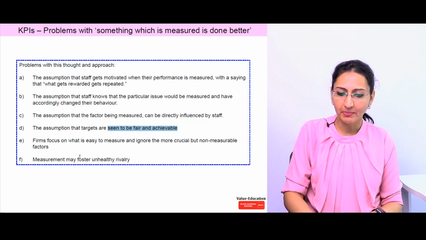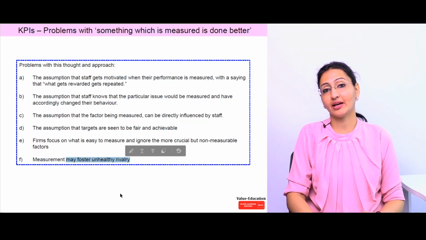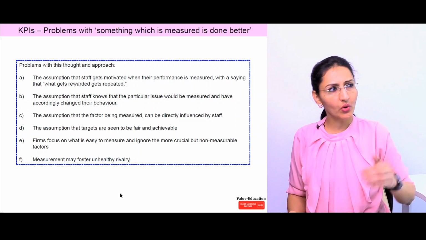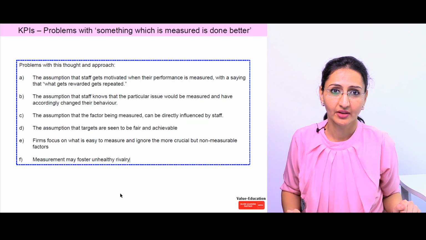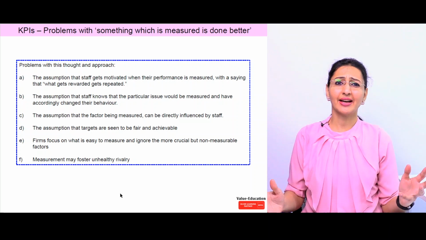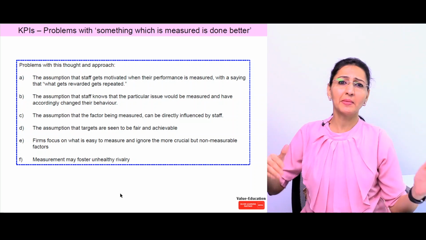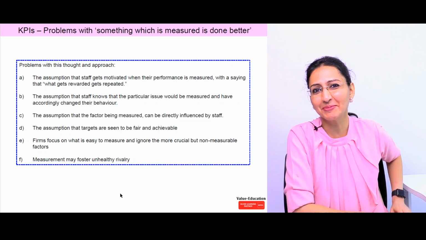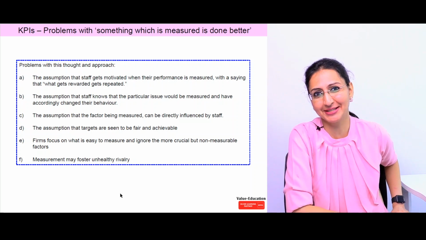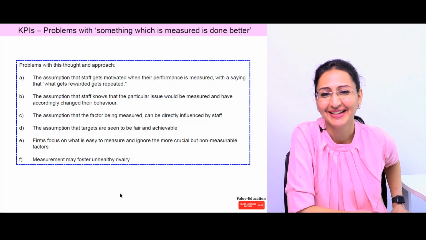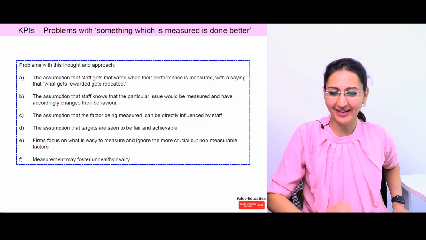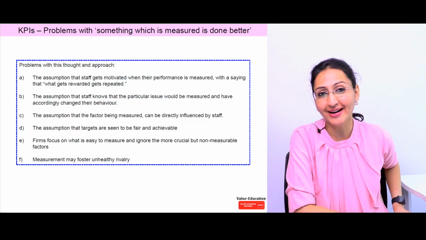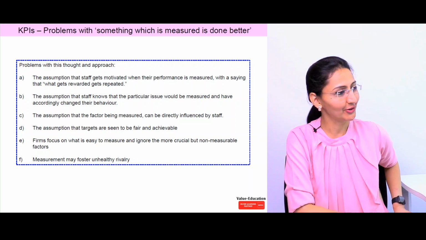And then the last, measurement may foster unhealthy rivalry. When you always keep on measuring, it actually creates a lot of rivalry. "अरे तू क्या करता है, देख तेरी बहन तो इसी क्लास में इतने मार्क्स लेके आई थी." Measurement problem bringing in rivalry between siblings. You must have heard that from your parents also, comparing your marks with your siblings or your cousins.